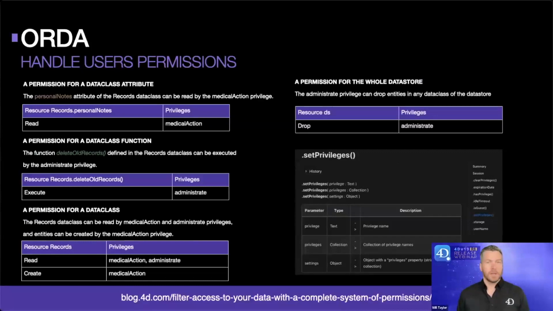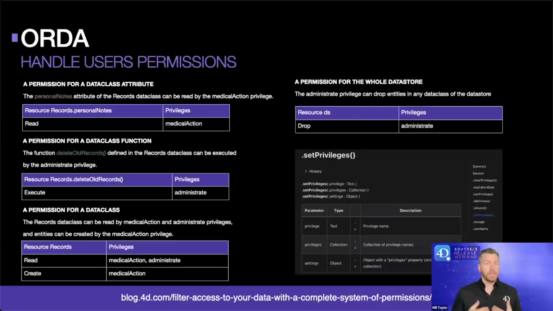I would like to start the webinar with the most advanced topic in the 19 R8 release. And this is managing user permissions with ORDA. Now, 4D already allows you to expose or not a data class and some of its attributes as REST resources. This is done in the structure editor. And this is a really convenient and quick way to restrict access to specific pieces of data in your table structure. Now, 19R8 goes further by providing a powerful and fully customizable system to protect your data from unauthorized users.